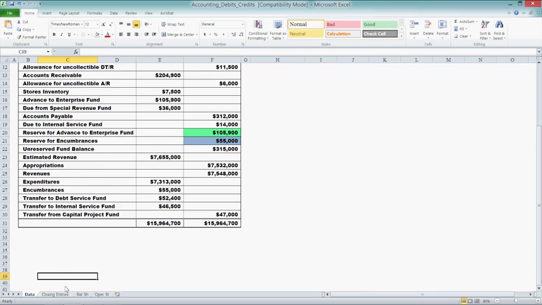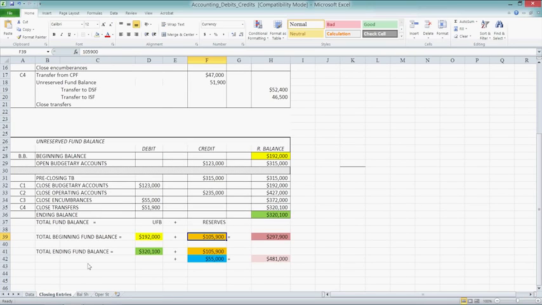So going back to the second sheet here for closing entries, we plug in all the numbers from our data tab. We crunch the numbers. Our beginning balance is 192,000 right here. We carry it over again, total beginning fund balance. So we're calculating the total beginning fund balance, which is the amount that's reserved for the enterprise fund plus the beginning balance at the beginning of the year.